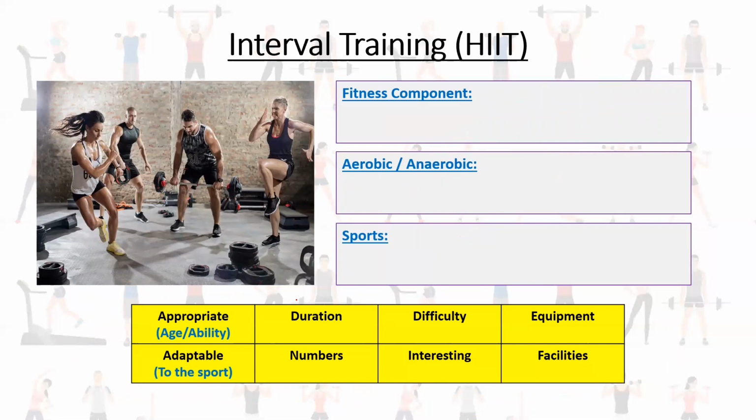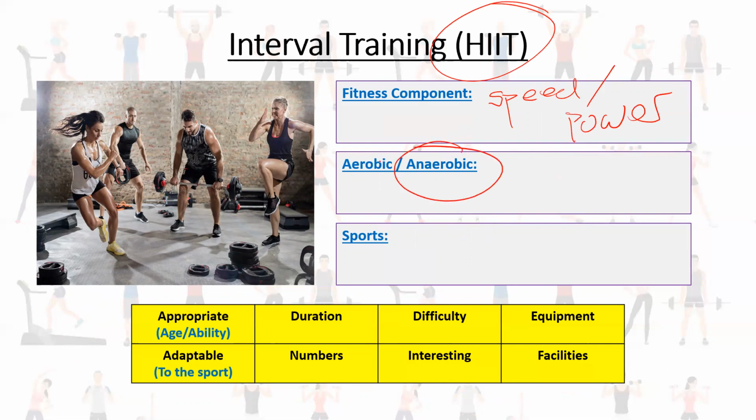Interval training, so periods of work and rest to improve speed and power. Closely linked to that is high intensity interval training. In theory, you could have interval training that's not so highly intense, but for the most part, interval training is done through high intensity interval training. It's anaerobic, so you're working through periods of high intensity work in the absence of oxygen. Yes, you have some rest periods, so you could say there's an element of aerobic in there, but for the most part, it's anaerobic.